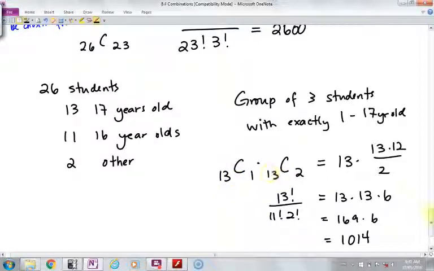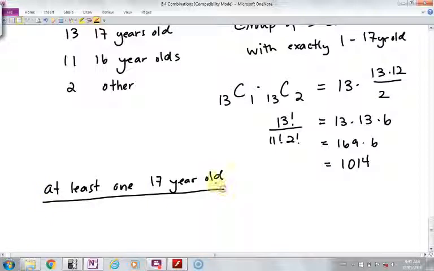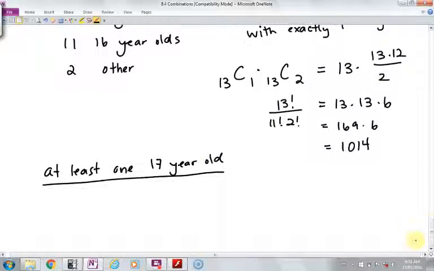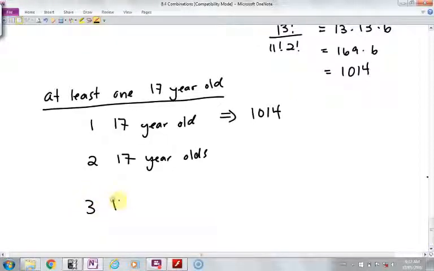Okay? How about I want at least one 17-year-old? What does that mean if I want at least one 17-year-old? What am I happy with? I'm happy with one 17-year-old, which I already calculated to be 1,014. But I would also be happy with 2 17-year-olds. And I would also be happy with 3 17-year-olds.